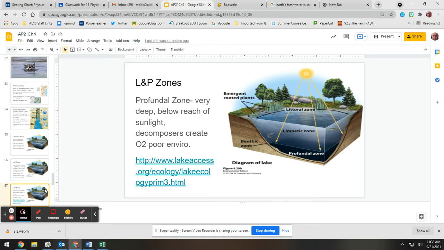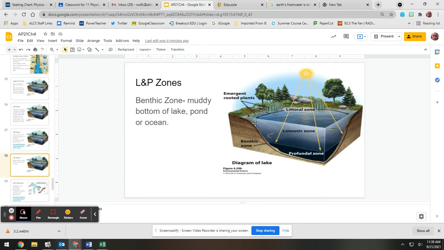We also have the benthic zone, and that is sort of the gooey layer on the bottom of the pond. You get your mud, you get your muck. And yes, it does exist in the ocean as well. Not a lot goes on when you're down deep, but you can have a lot of life living in the benthic zone, where you have more fish and things living.